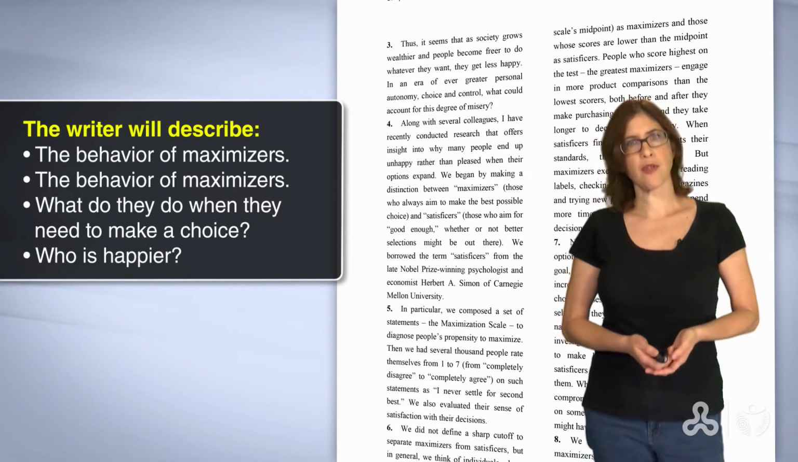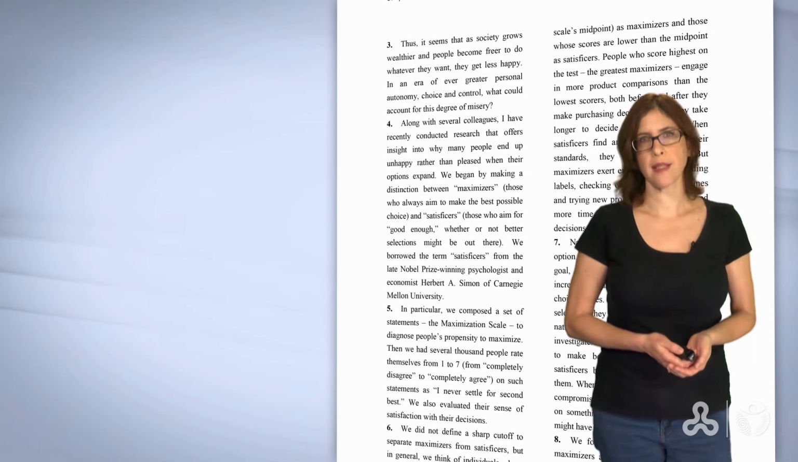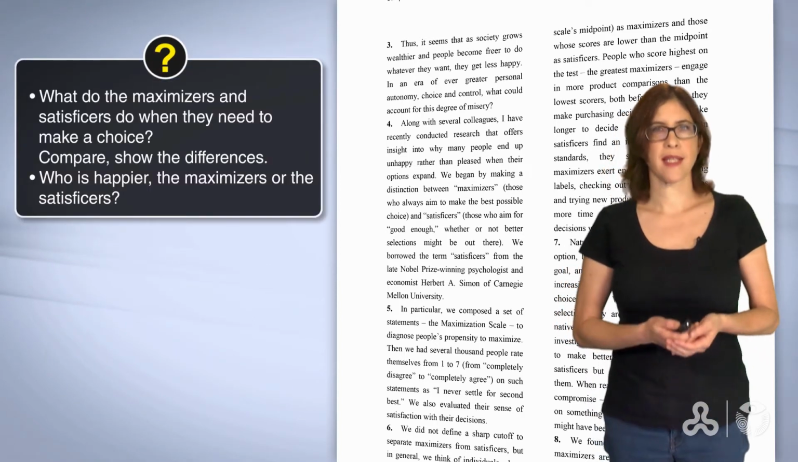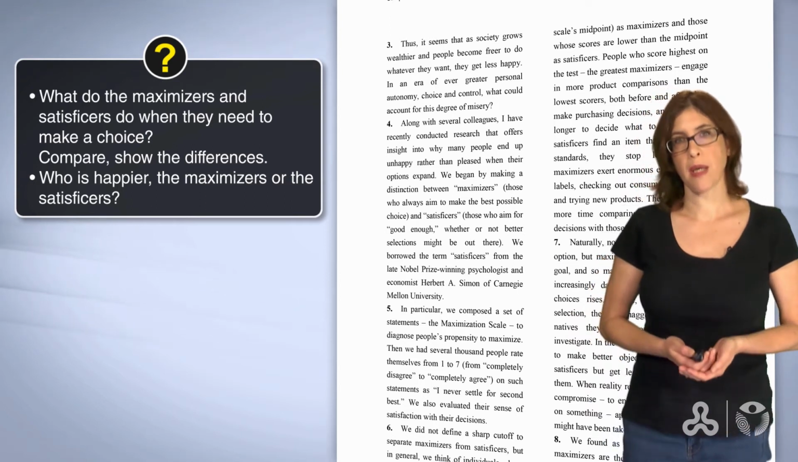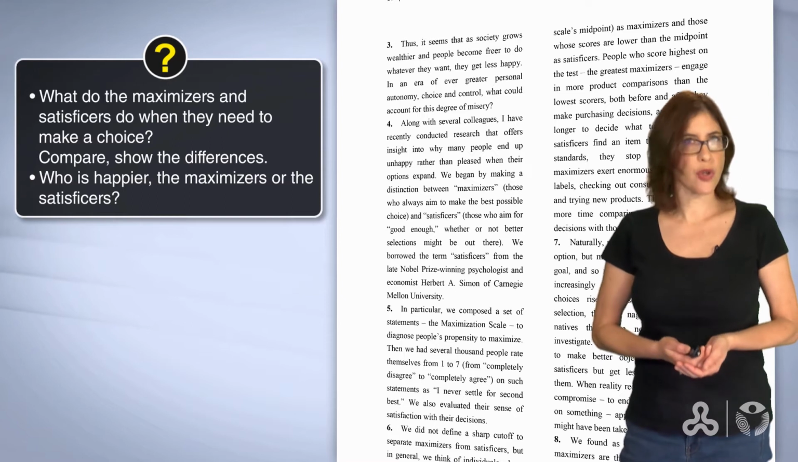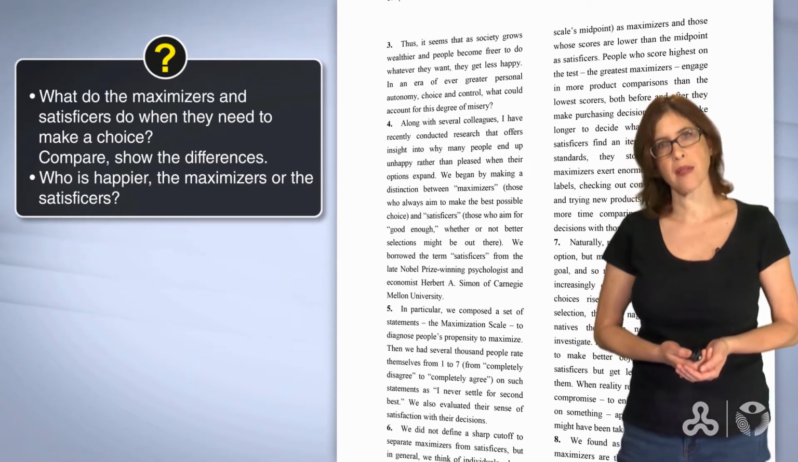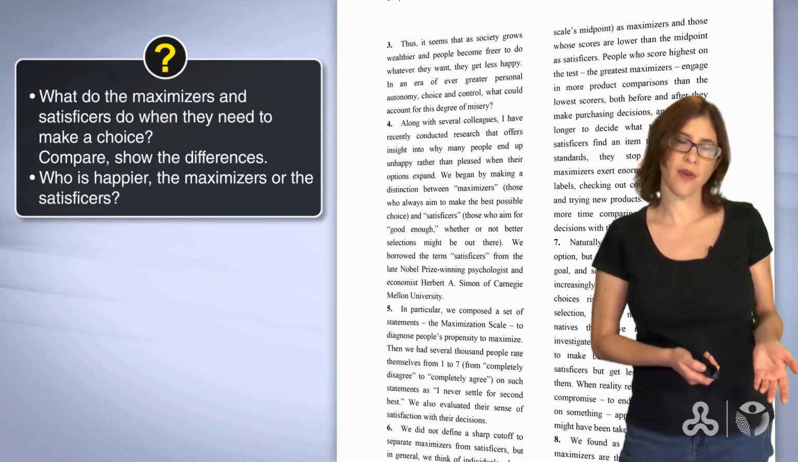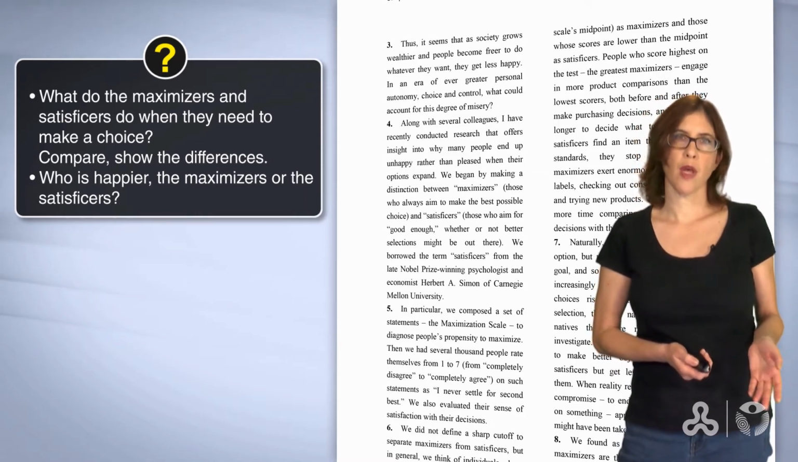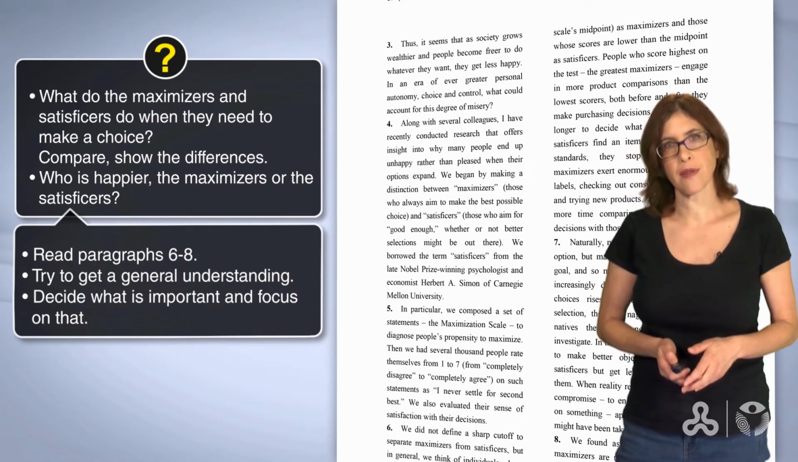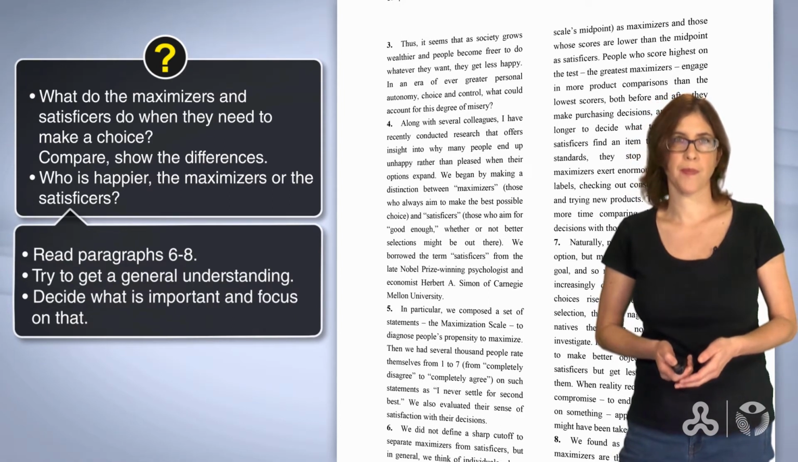So, instead of just looking for results or findings, answer these questions. What do the maximizers and satisficers do when they need to make a choice? This is their behavior. Compare, show the differences. And who is happier, the maximizers or the satisficers? Don't forget, you need to read paragraphs 6 through 8 to answer these questions.